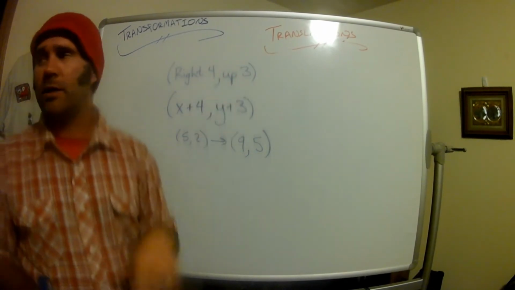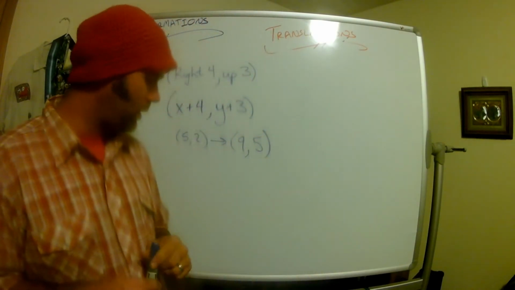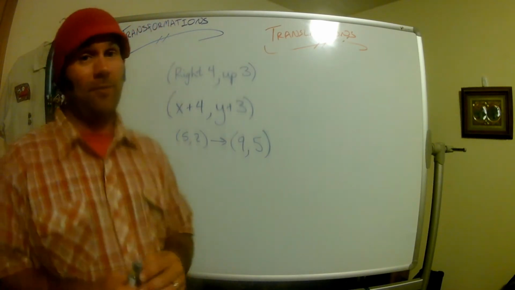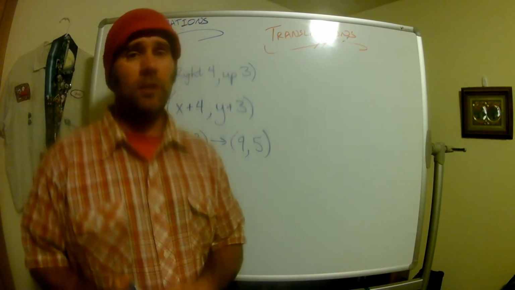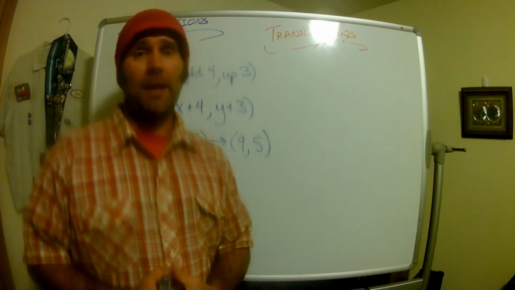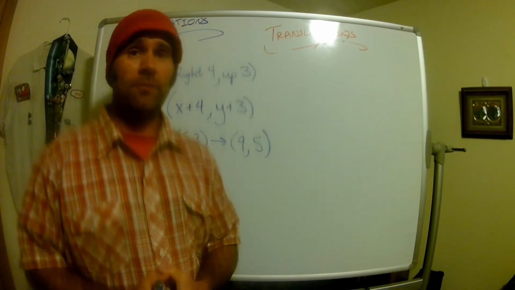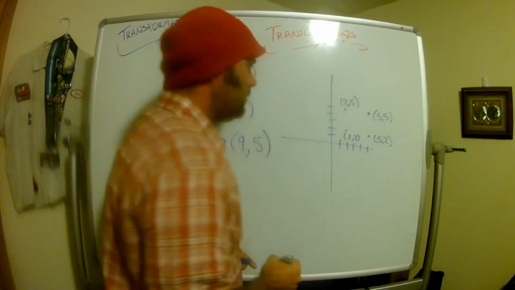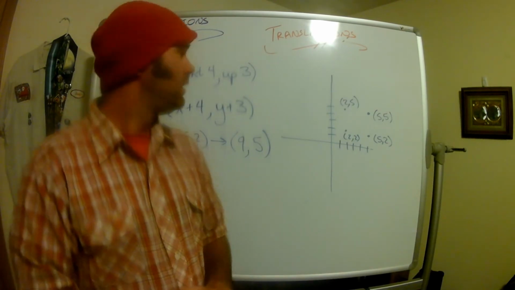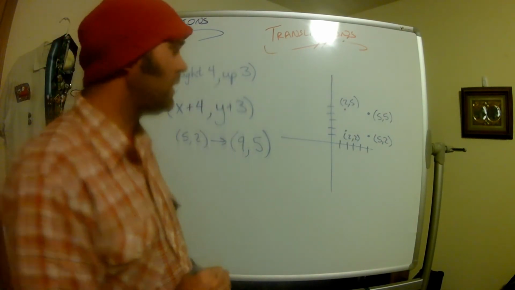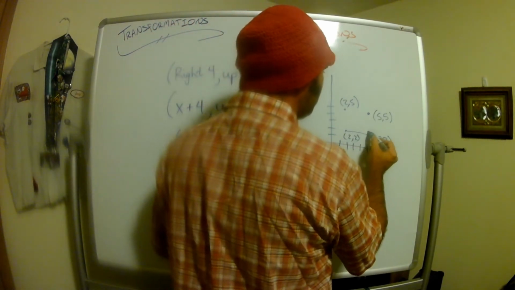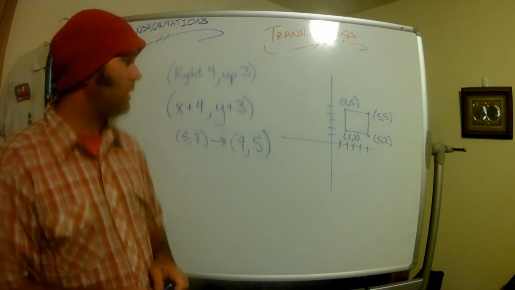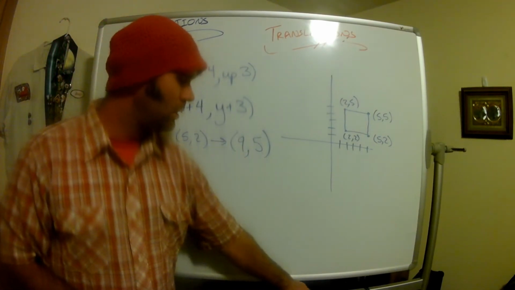Right 4 up 3. So I think one of the things that you want to keep in mind is that you don't even need a picture to translate something. You can literally translate something mathematically without a graph. A graph is just there to help you see it. So we want to translate this shape right 4 and up 3. And we can do that. We can do that on the picture, of course.